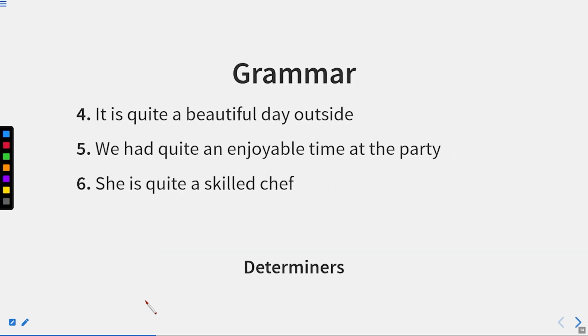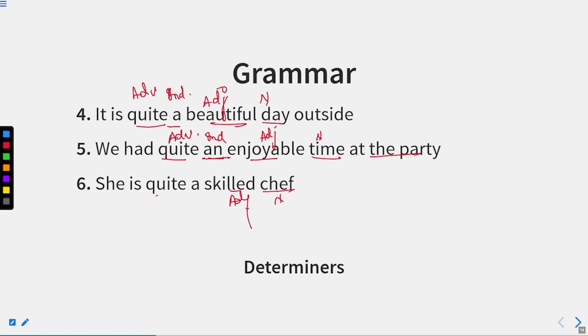Now let us move to the next one. It is quite a beautiful day outside. So quite a beautiful day. Day is a noun, beautiful is an adjective. Then prior to which we have an adverb, and in between these two we have an indefinite article. We had quite an enjoyable time at the party. So time is a noun, enjoyable an adjective, quite an adverb, and in between we have an indefinite article. She is quite a skilled chef. Chef a noun, skilled an adjective, then quite an adverb, then indefinite article a.